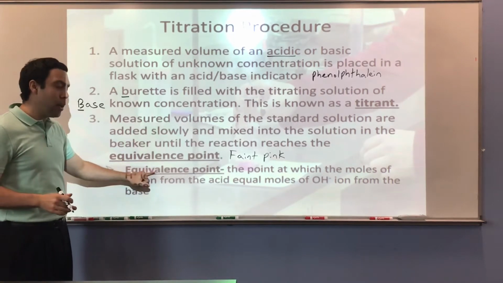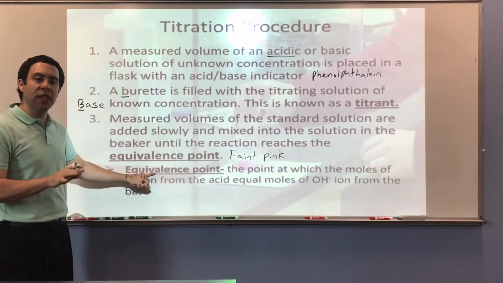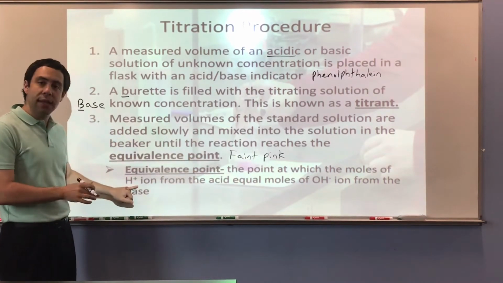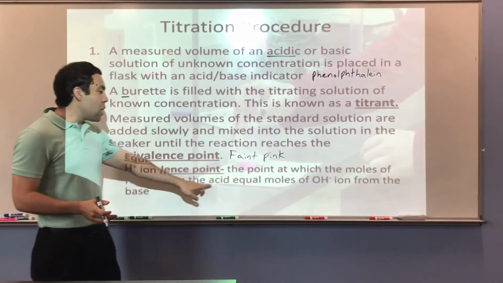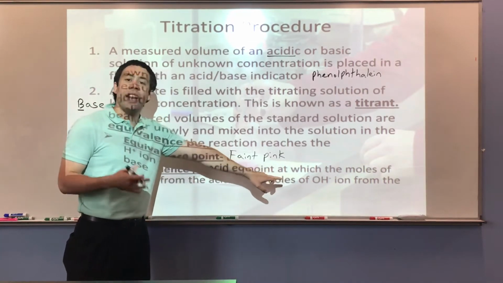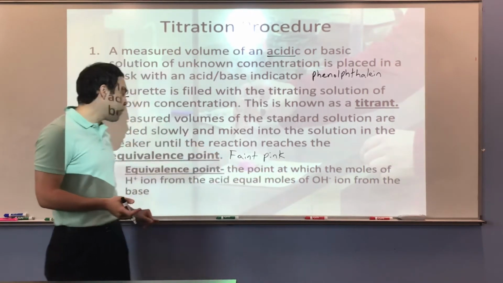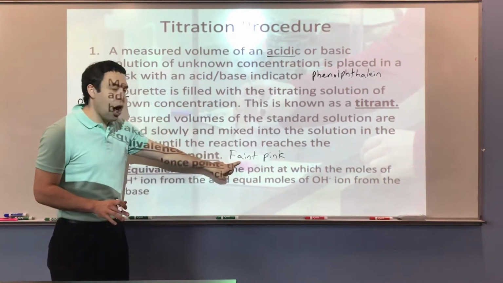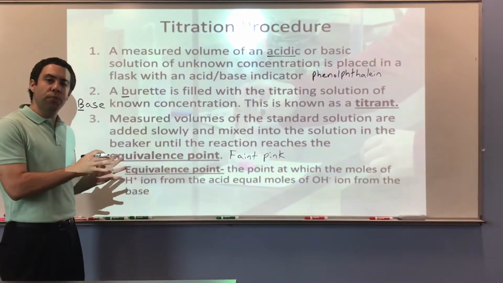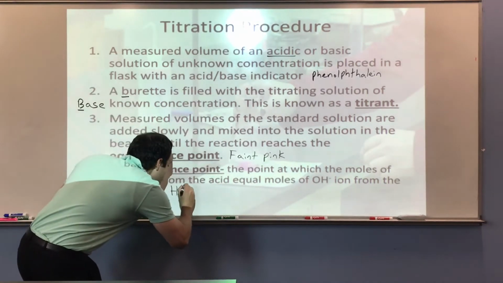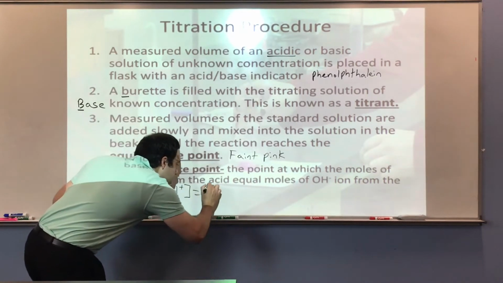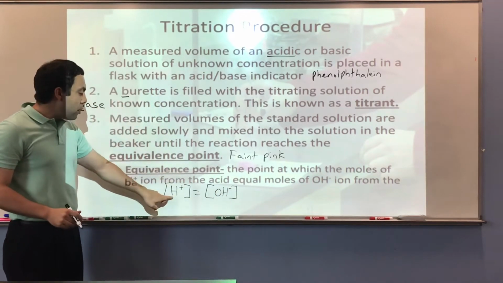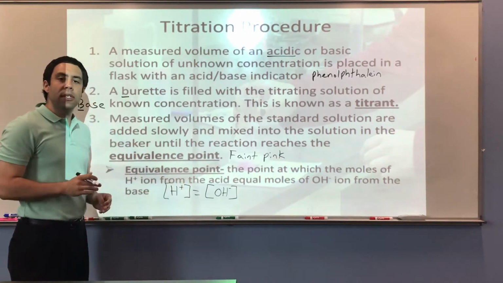And the equivalence point is the point in which the solution is neutral, which means the number of moles of the H+ ions, which makes the solution acidic, will equal the number of moles of OH- hydroxide ions, the ions that make the solution basic, from the base. So once again, the equivalence point, that's the faint pink color. And we reach that when the concentration of H+ ions is equal to the concentration of OH- ions. When H+ is equal to OH-, that means the solution is neutral.